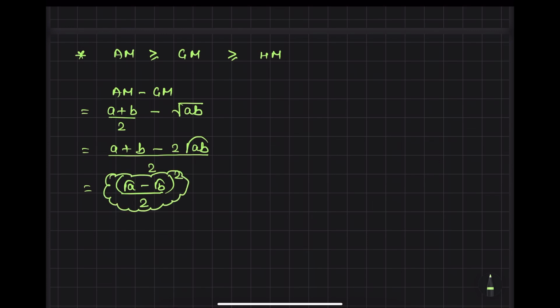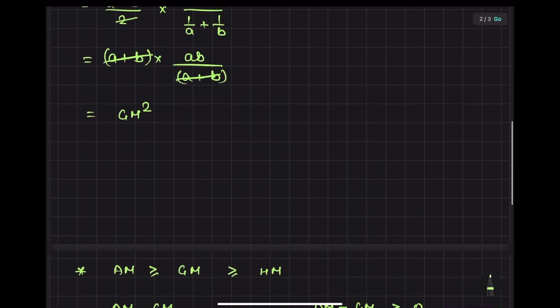So this thing will either be 0 or a positive number, because it's the square of something. So the minimum value is 0, and otherwise it is greater than 0. So can I say that AM minus GM will always be greater than or equal to 0, and it will be 0 if A and B are equal? So can I say that AM is greater than or equal to GM?